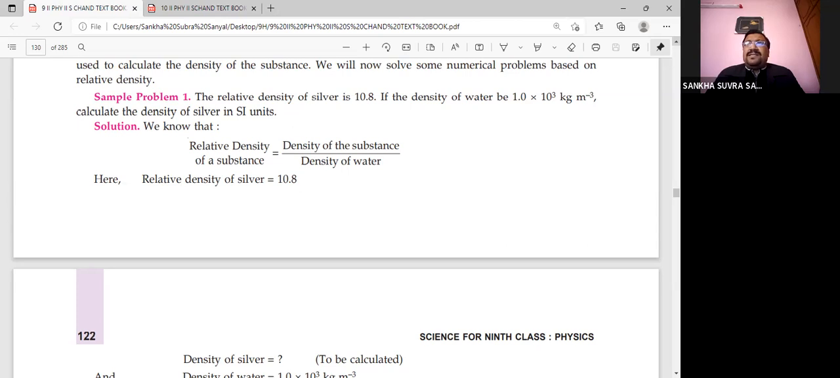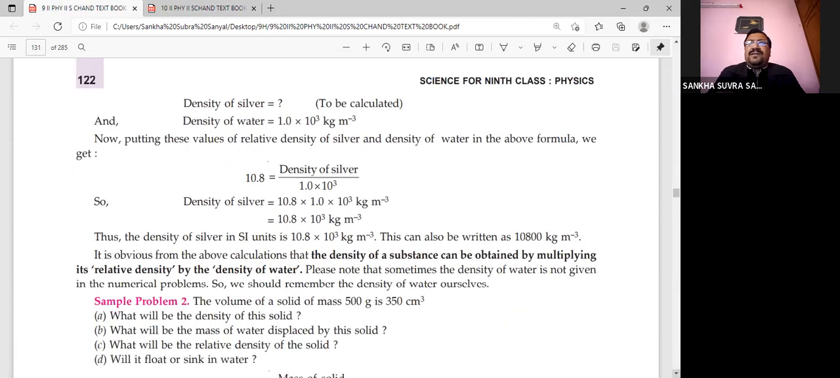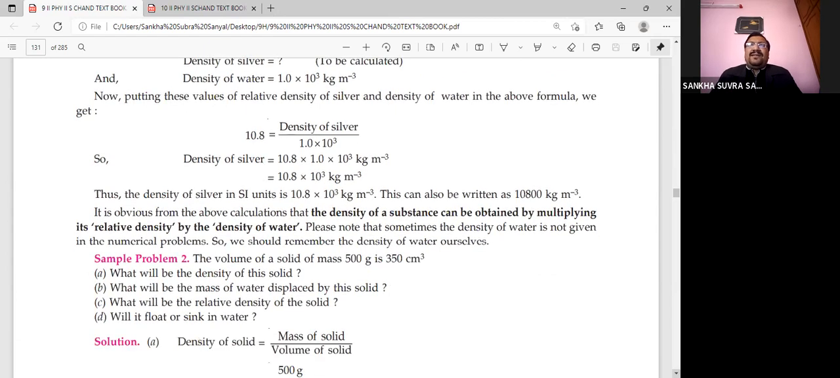So what is the density of the substance? Simply multiply. You'll find the density of the substance is 10.8 into 10 to the power 3 kg per meter cube. Wasn't that easy? Yes, sir, it was. So the density of a substance can be obtained by simply multiplying the relative density with the density of water.